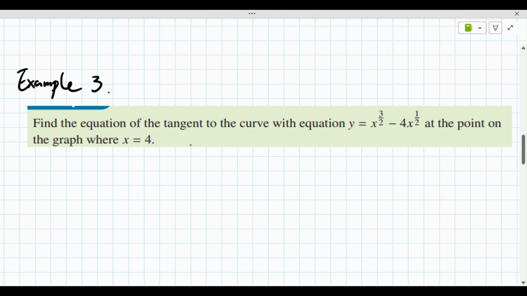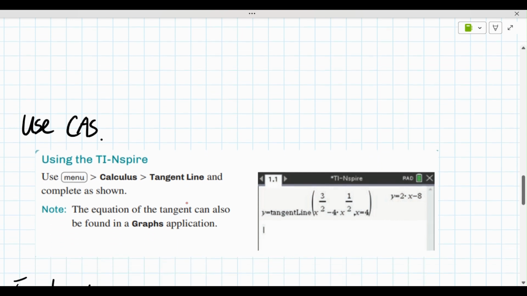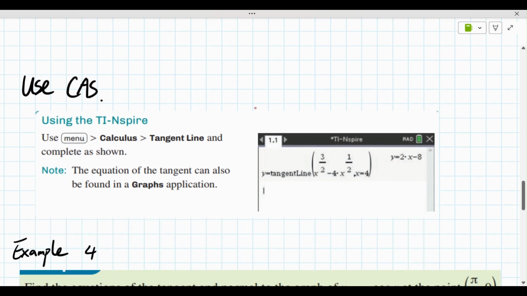And then we can do this question in class. Remember, you could find your tangent lines with the CAS calculator as well. I will show you during the class. Make sure to follow these steps: menu, calculus, tangent line, and then you find the graph.